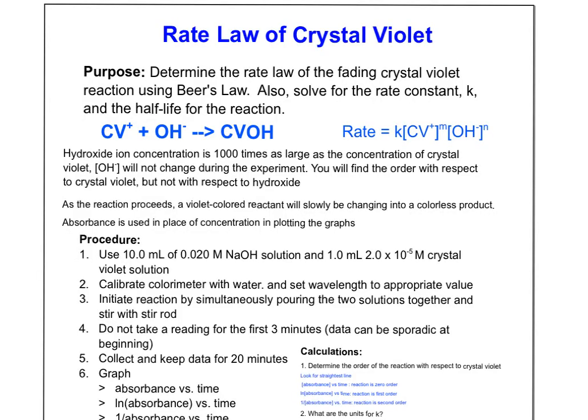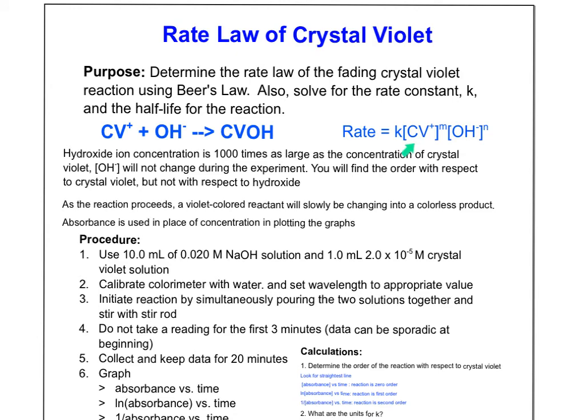Okay, this lab was pretty straightforward, and it actually used the concepts from Beer's law. You had crystal violet, which was bright purple, and it reacted with OH-. You reacted those in a beaker, took a little bit in a cuvette, and it was still purple. So we have our rate law here, but one thing is we only focus on crystal violet.